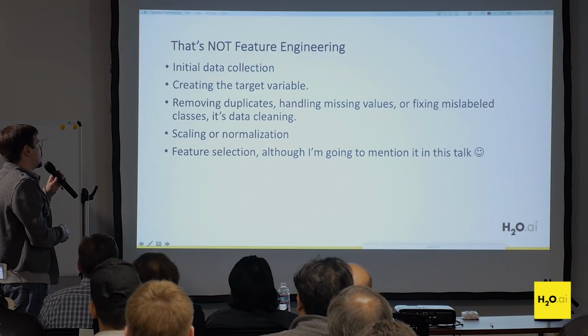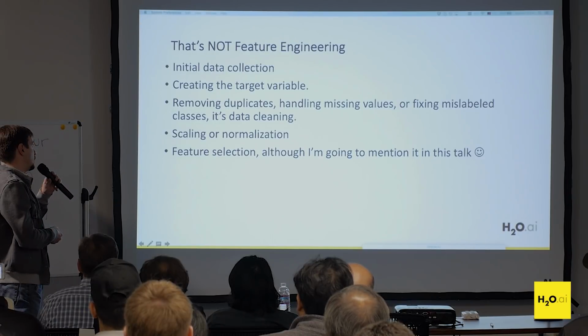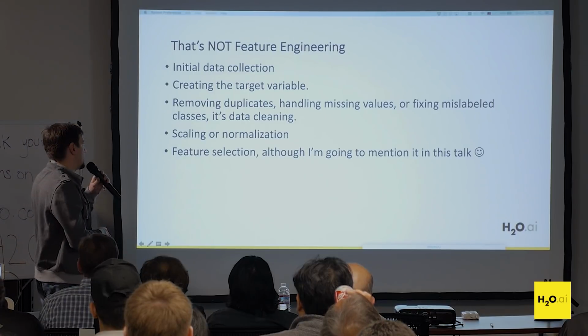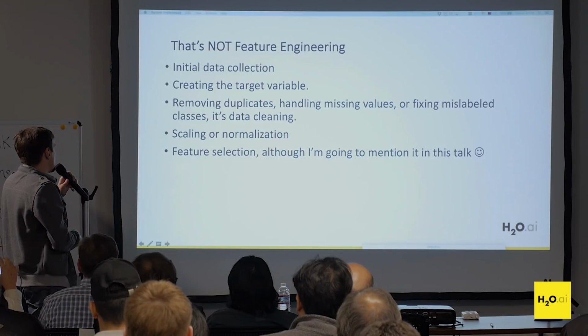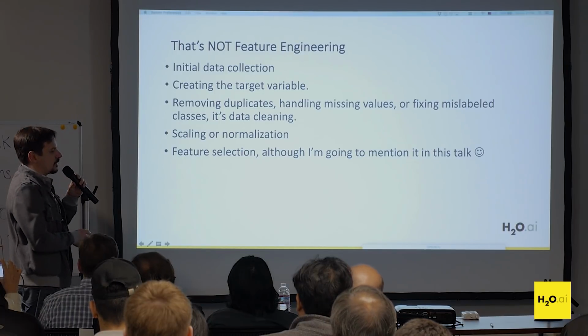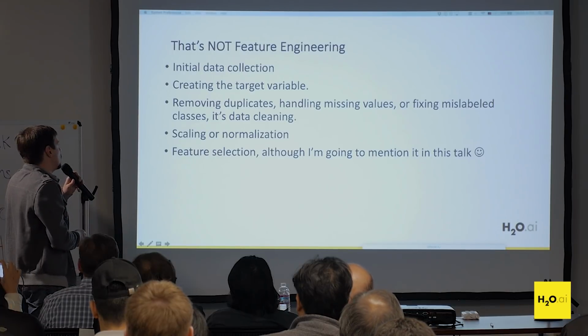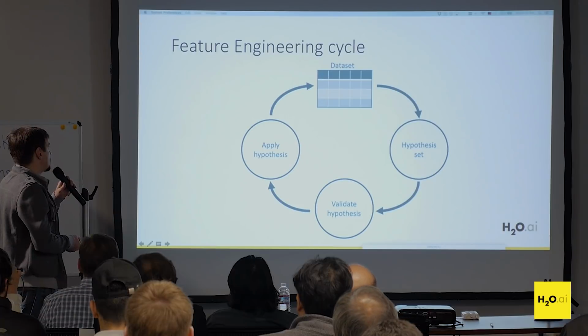Scaling and normalization is not feature engineering by itself. It's more or less data preparation for specific models. Let's say, for example, for neural nets, you have to scale your data, otherwise gradient descent won't work as you expect it to work. Well, feature selection is not per se feature engineering, but I'm going to mention it in this talk in a couple of places.